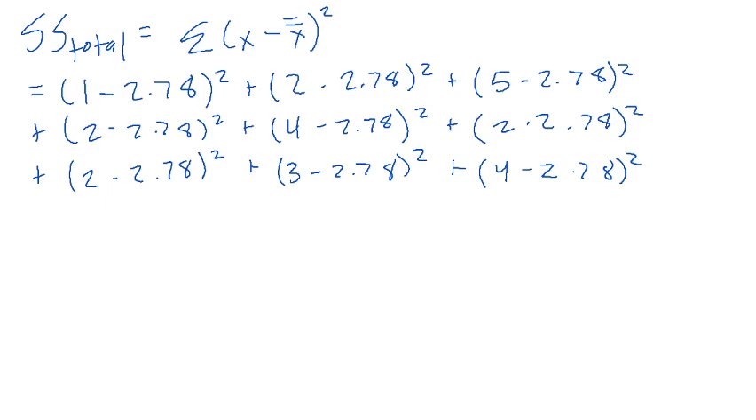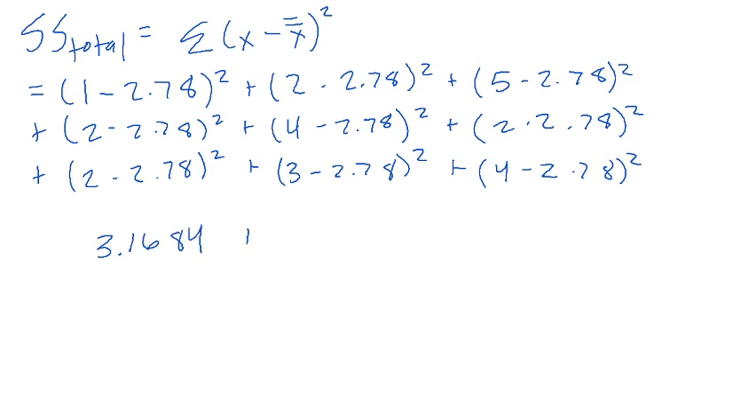So then what we would do is follow order of operations. So we would want to complete what is inside of these parentheses first. So for the first one, we would take 1 minus 2.78. We would get a value like negative 1.78. We would square that value and we would get something like 3.1684. And then we would do the same for each.